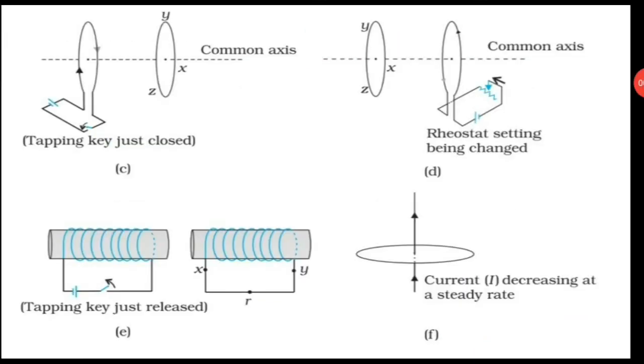Now coming to C part, when the tapping key is just closed, there is a momentary increase in current in the left side coil or left side loop. So the magnetic field produced by that current is in towards left direction. In that direction, there is an increase in magnetic field.